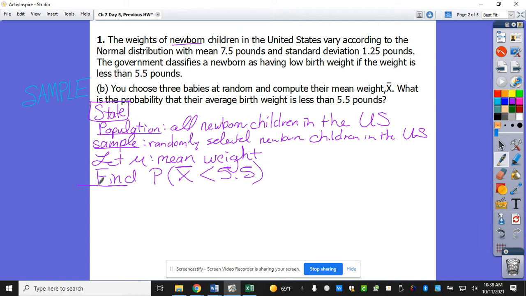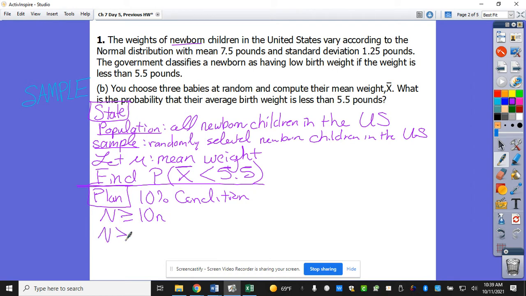Go ahead and write as much as I can, just kind of keep scrolling up. So what's my first thing in plan? 10% condition. What is my equation for 10% condition? What does it start with? Capital N is, what is my lowercase n for this problem? 3, which means I'm making sure that my capital N is greater than or equal to.